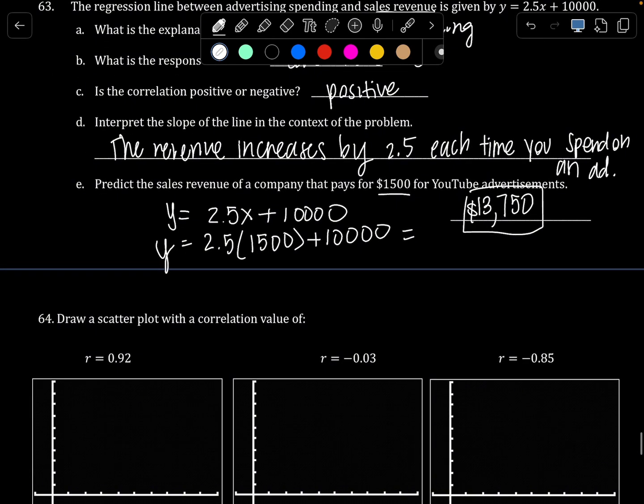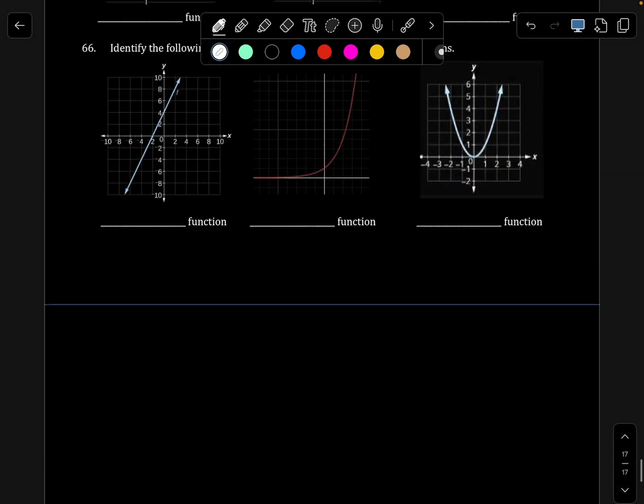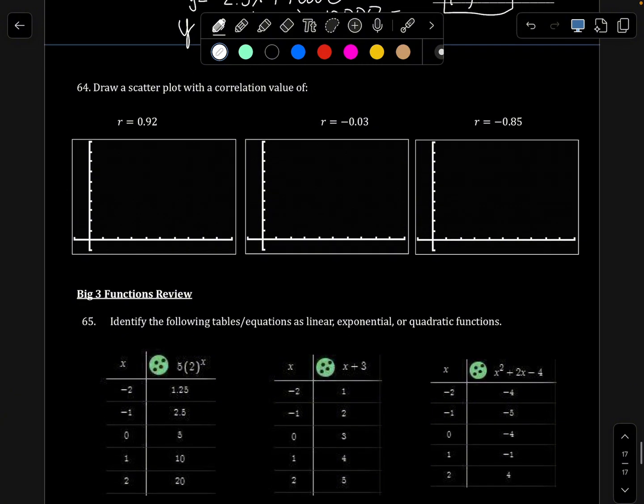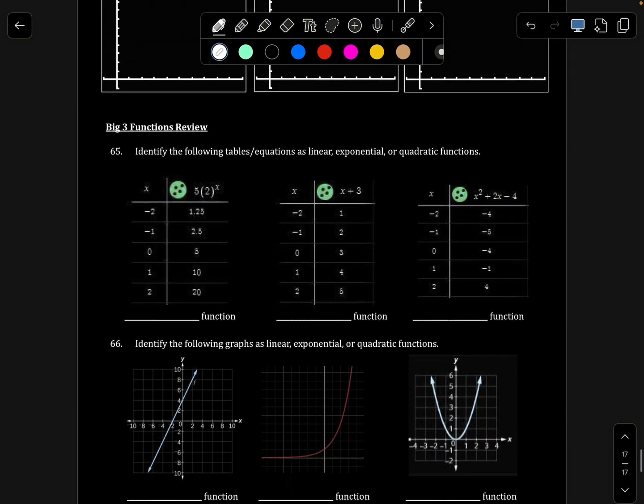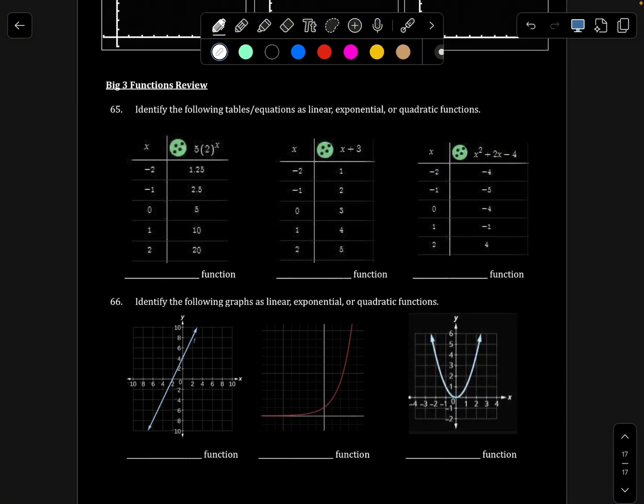Turn the page when you're ready. Oh yeah, can I finish this? Yes, I can. Let's start with the easy ones at the bottom, 66. A lot of you did this outside.